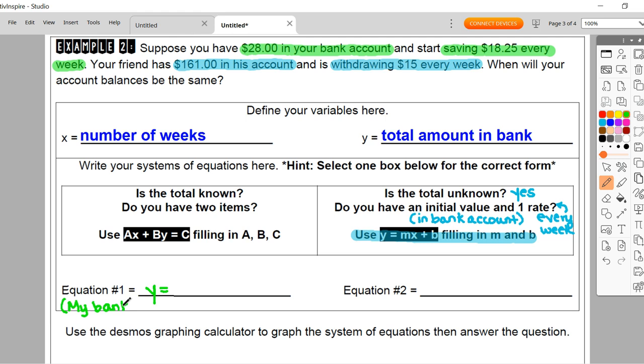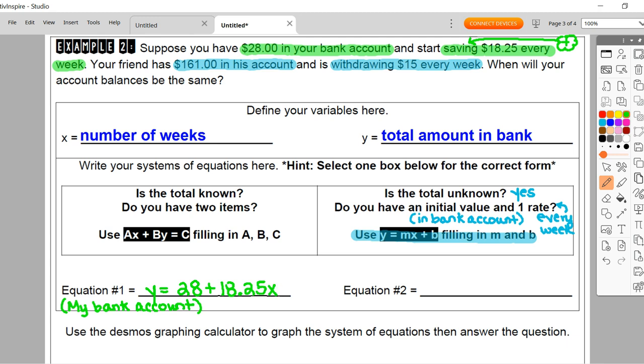Well, I know for my bank account, not my friend's, I started off with $28. That was my initial value. That's the y-intercept, the b value. Then I started saving. Saving is a great indication that I'm going to be adding money. And specifically, the money I'm adding is $18.25.